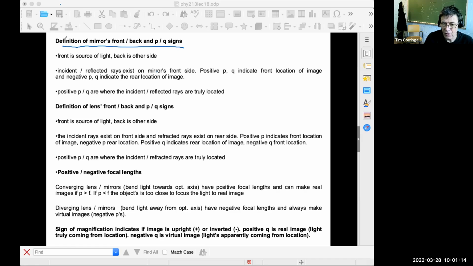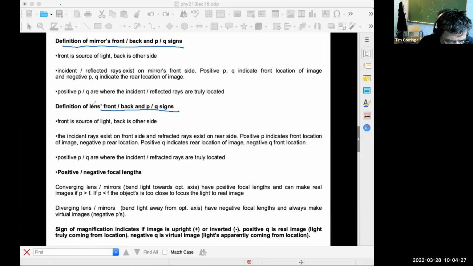A positive object distance means that the object is on the same side as the incident rays, so for the mirror, it will be on the front side of the mirror. Likewise, a positive image distance means it's on the same side as the reflected rays, so a positive image distance is also on the front side of the mirror. If you have a negative object or image distance, that means it's on the other side of the mirror from where the incident and reflected rays live, so it would be on the back of the mirror.